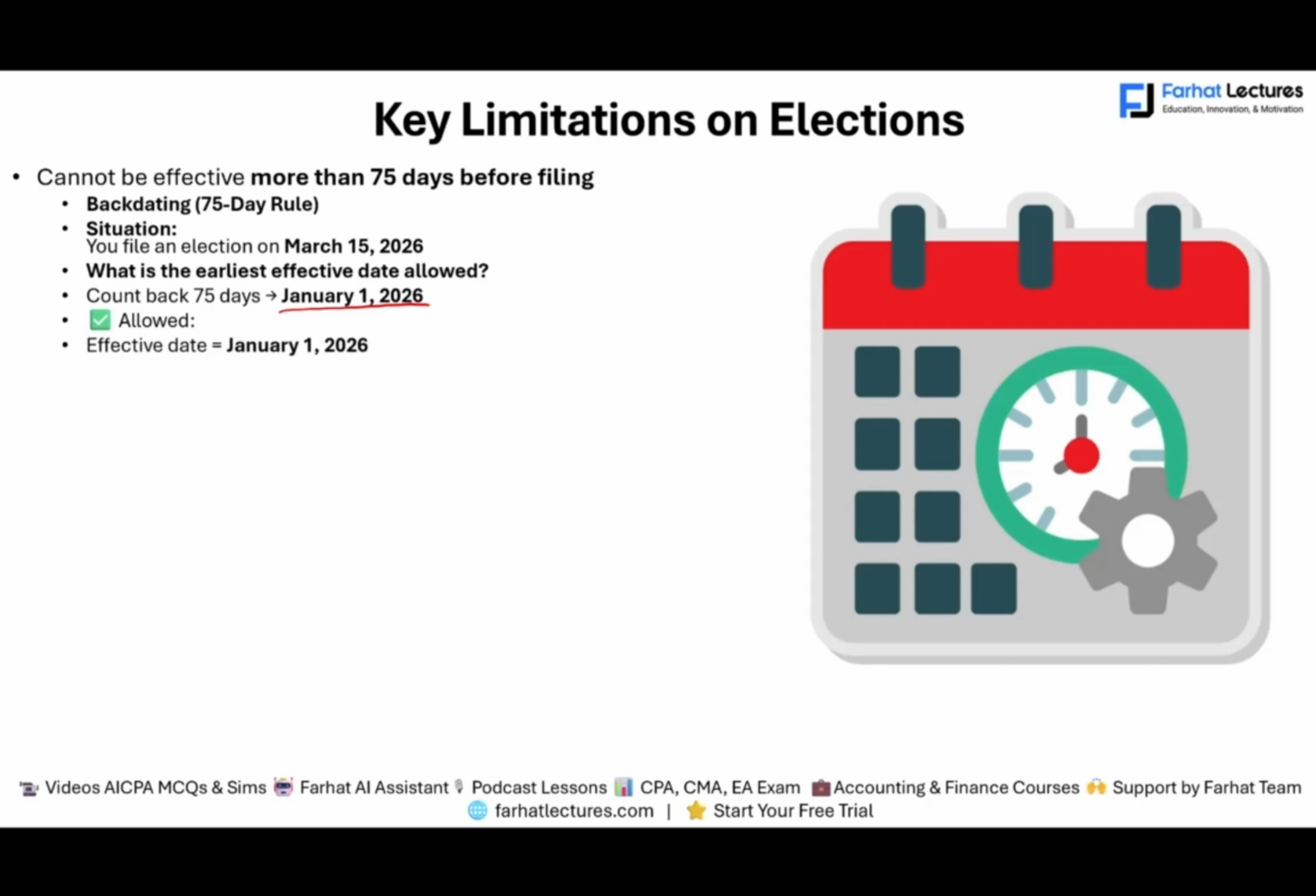So you are allowed to go back 75 days, and the effective date is January 1st, 2026. You can say, I am an S corporation as of January 1st, 2026, and I will be taxed as an S corporation.